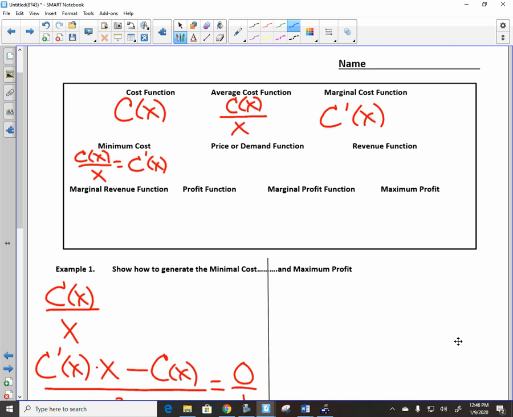Revenue is how much I get. Cost is how much I spend. Profit is revenue minus the cost. We good? Okay, so profit function is equal to the revenue function minus the cost function. Everybody good with that? Okay, so the revenue function we're just going to call R of x.